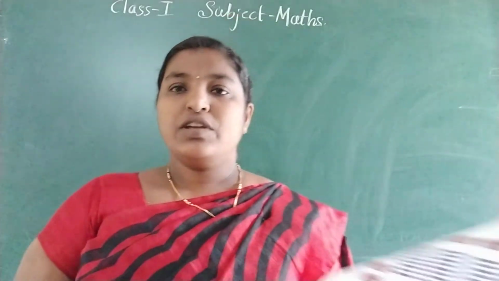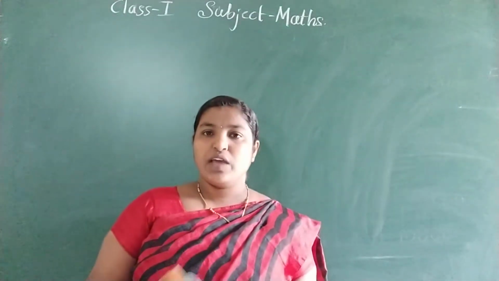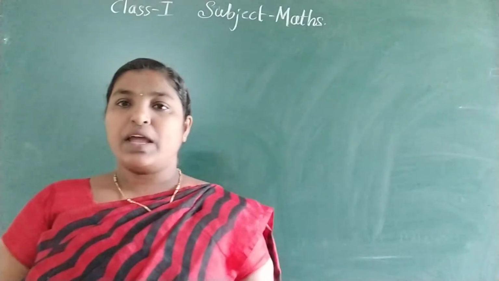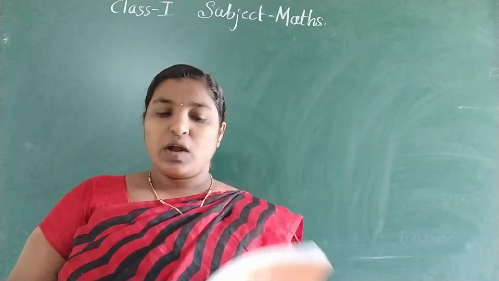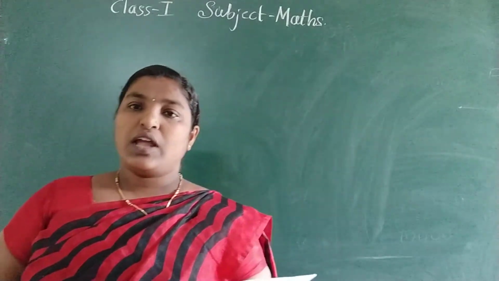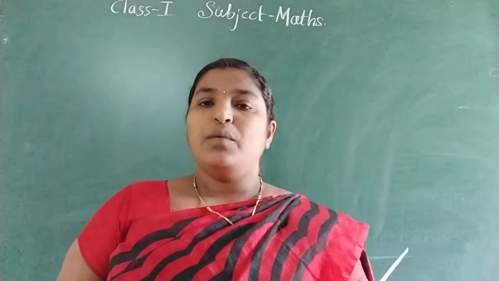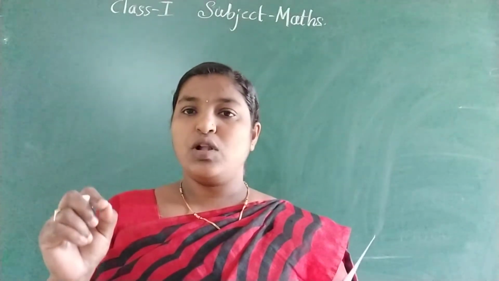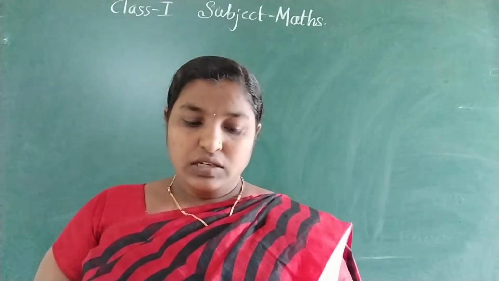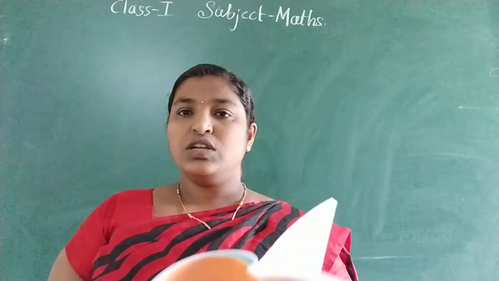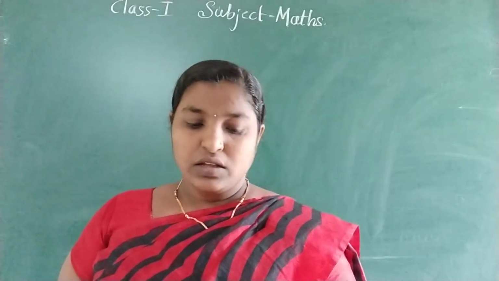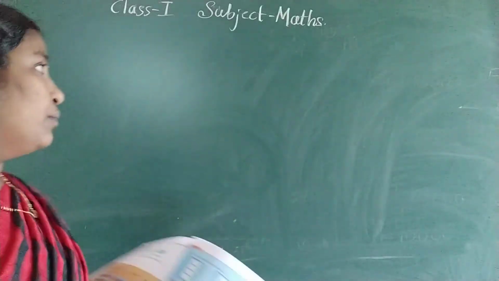So in our previous class, what are the things we have discussed? Comparison of numbers, comparison of 2 digit and 1 digit numbers, identifying the greatest number and the smallest number, putting symbols greater than, less than and equal to sign. And today we will discuss the next part, page number 209, that is ordinal numbers.